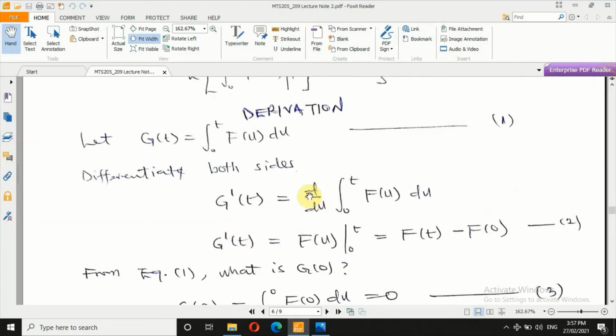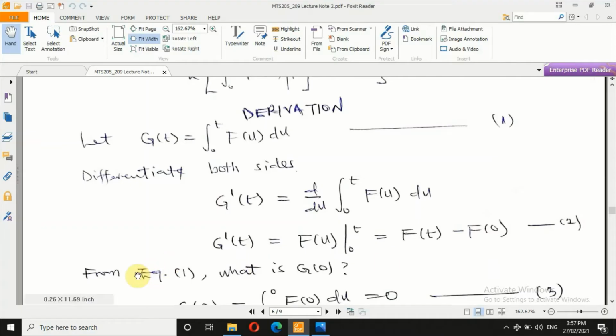If this derivative, we take care of this integral. Do you agree with me? So if that is true, then we now have f of u, but from 0 to t. Now what is the next thing? We evaluate again. We put t here minus when we put 0 here. So we now have f of t minus f of 0. That is our equation 2.